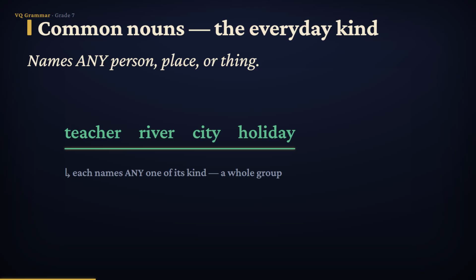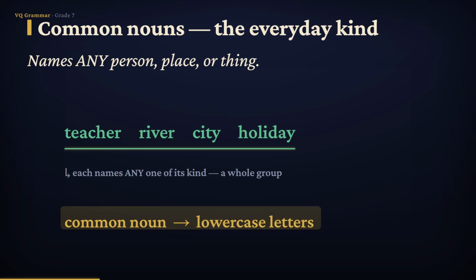And here's the key habit to remember. A common noun is not capitalized. We write teacher, river, and city with small, ordinary letters, just like any everyday word.